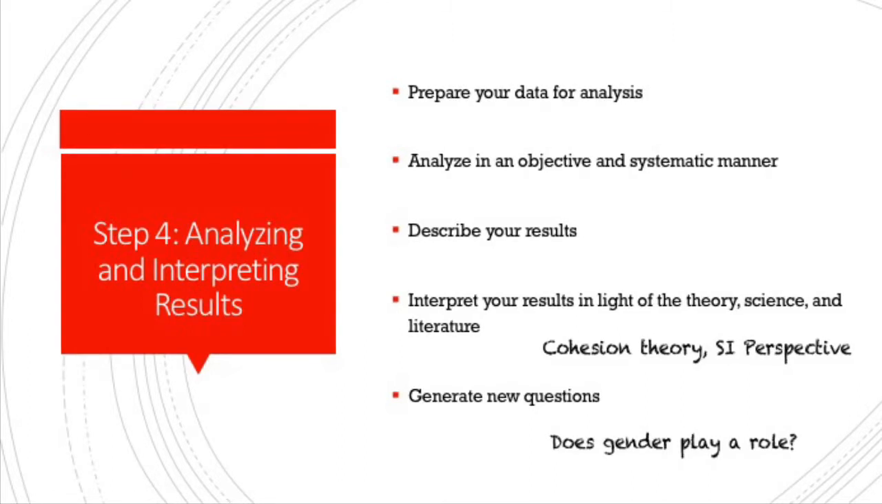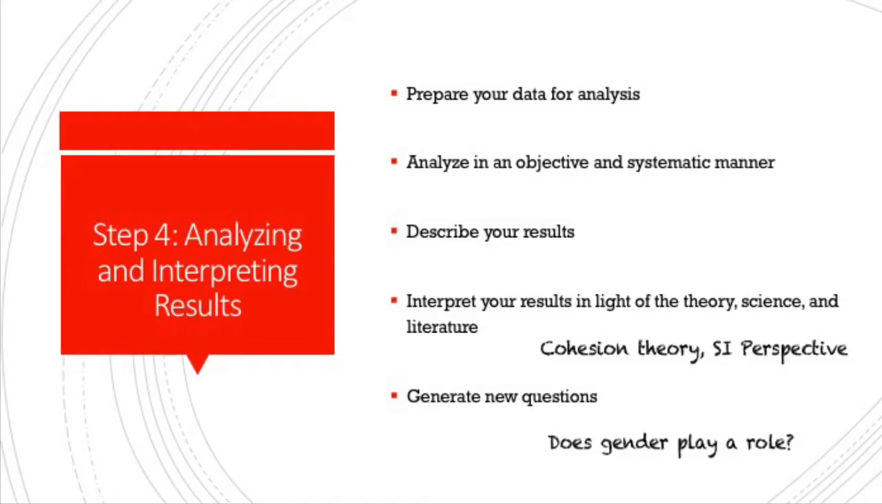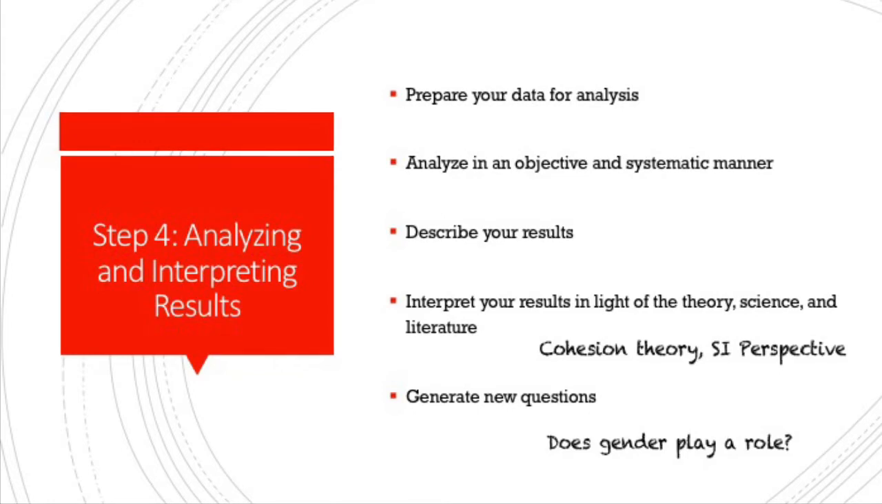That's going to maybe connect to cohesion theory, some social identity perspective, and then I can tie in some other studies that have done similar types of work. Finally, I'm going to find out that I have new questions, and that's what's going to send me on this process all over again. So maybe I might want to know, does gender play a role? Maybe male sprinters are going to have different outcomes than females. So those are the steps to the scientific method. I hope you enjoyed the review.